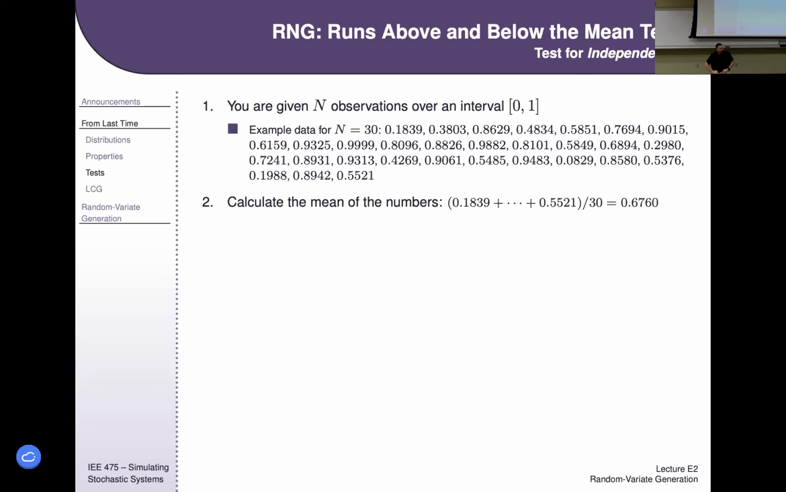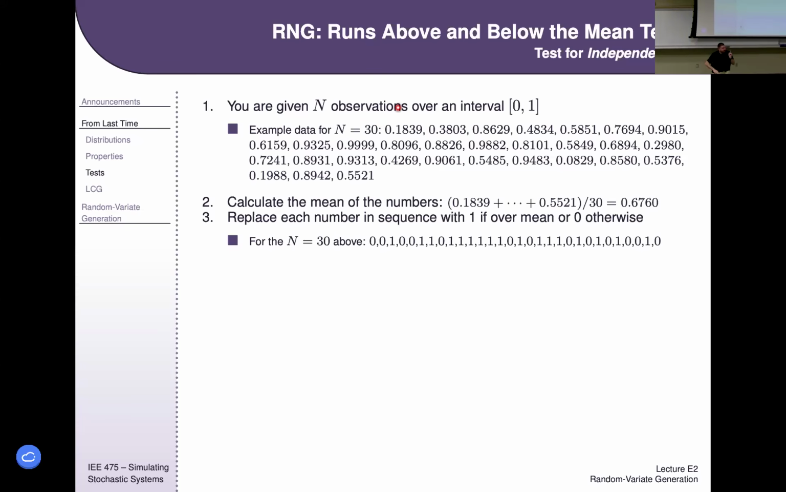But theoretically, if I gave you this on a homework, I might not give you the mean. So you load this into your program of choice, and then you calculate a mean. And I get a mean of these numbers. Now I am going to convert each one of the numbers into a 1 or a 0 based on whether it is above or below this mean. So for each one of those, I say like this one, 0.1839, that is below the mean, so it gets replaced with a 0. 3803, again, below the mean, replaced with a 0. 8629, that's above the mean, replaced with a 1, and so on.